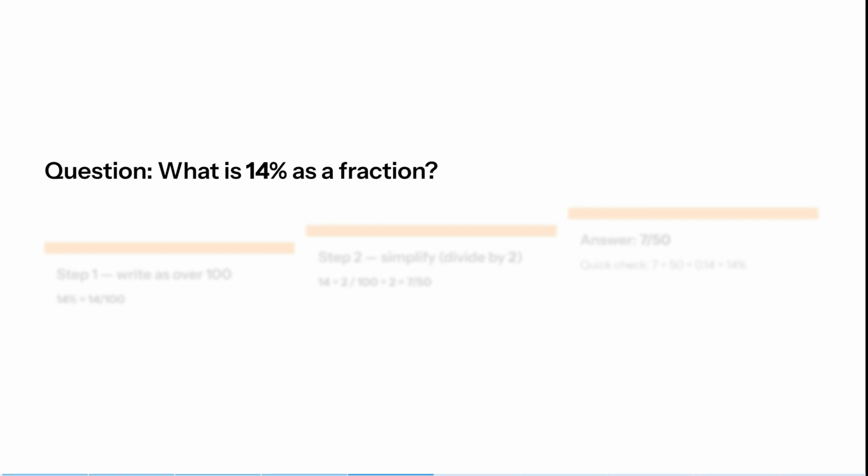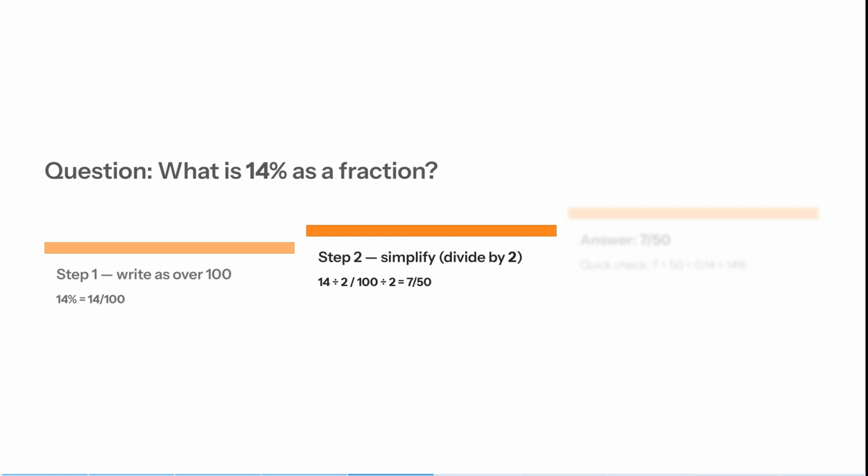What is 14% as a fraction? So 14 over 100, divide by 2 to turn it into 7 over 50. Now we can't get any further because 7 is a prime number. So we have 7 over 50 as the answer, 14%.